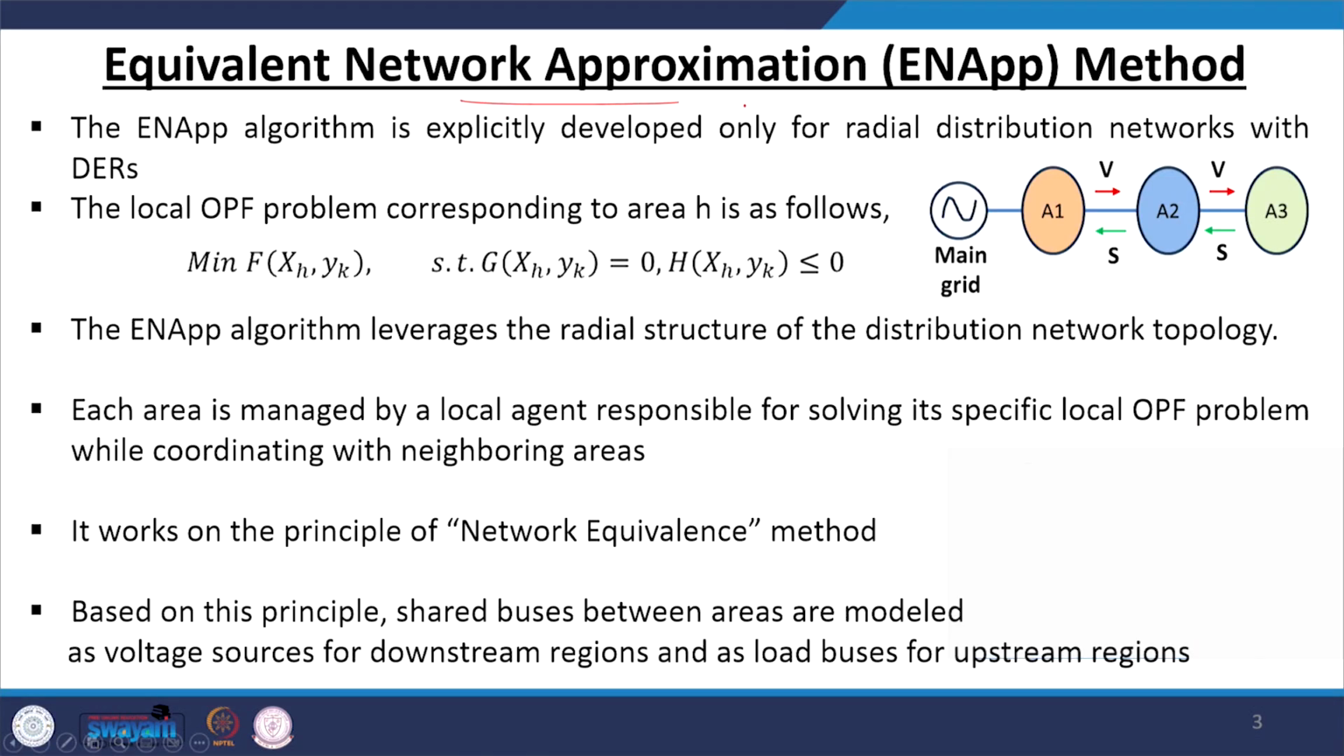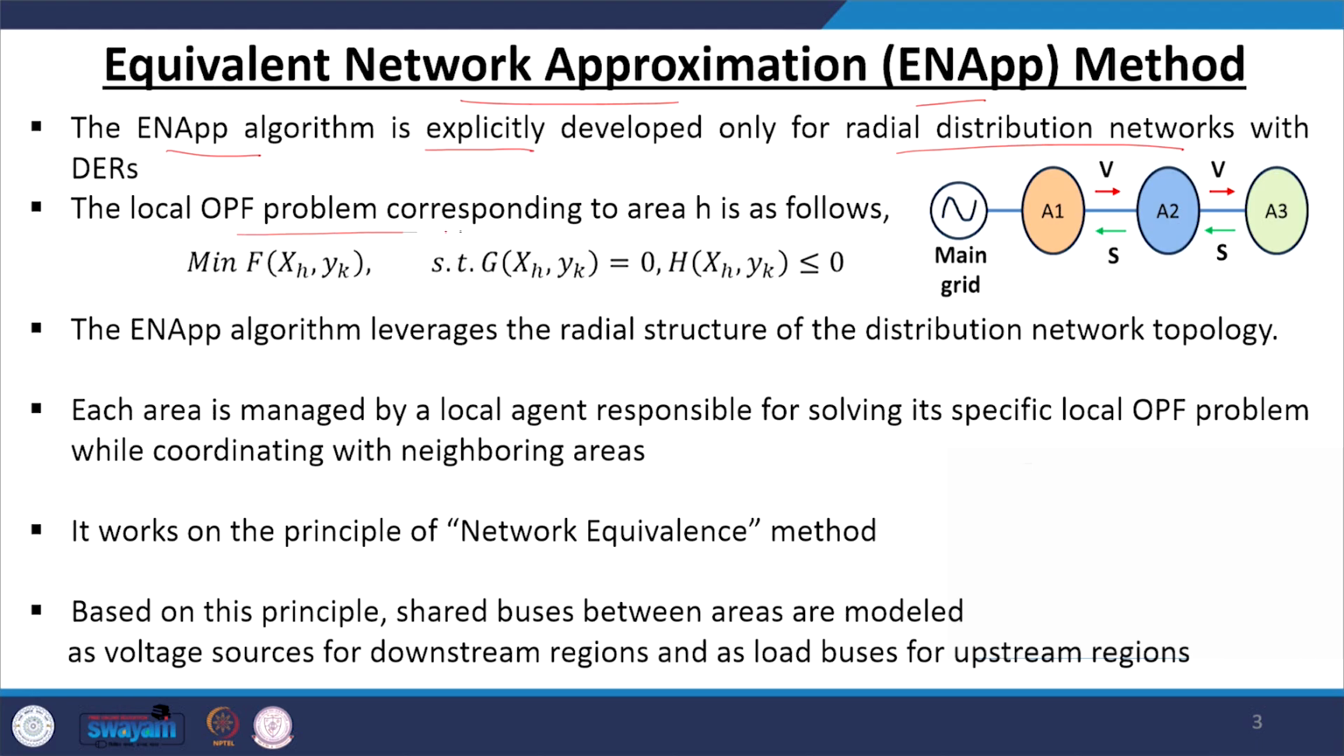Last class we have seen the vanilla ADMM and the accelerated ADMM version of the distributed OPF problem solution methods, and today we will see another promising method which is very fast compared to ADMM, and that is called the equivalent network approximation method. We abbreviate the equivalent network approximation as NAP, and that algorithm is explicitly developed for radial distribution systems only, and that makes the algorithm very fast. You will see in later slides with DERs.